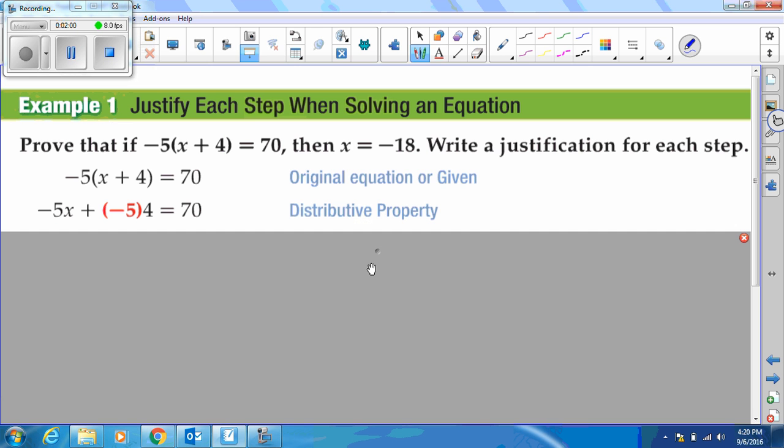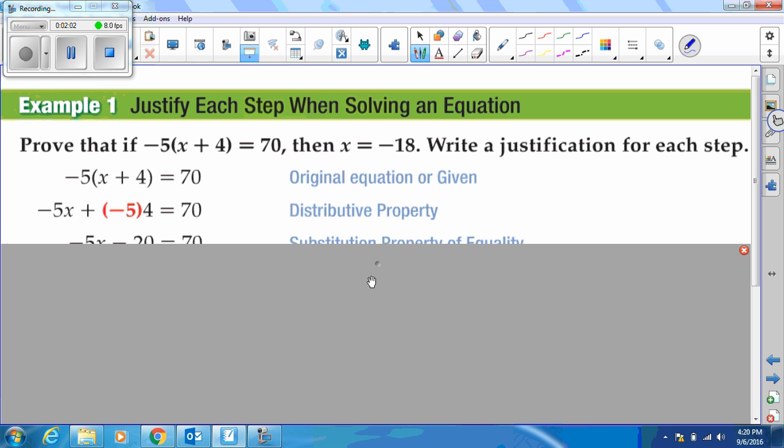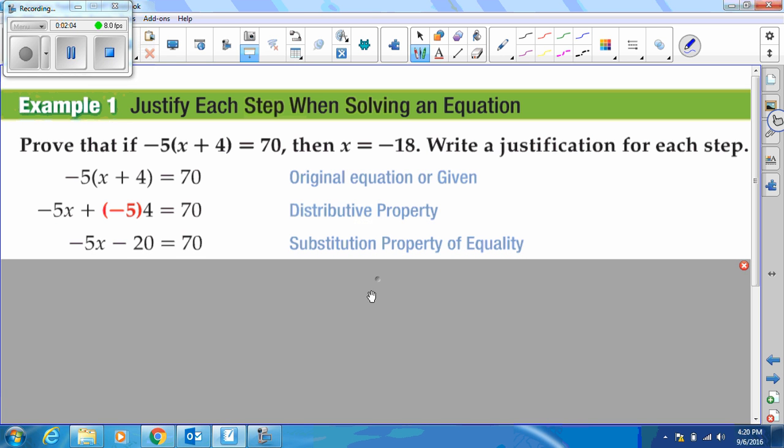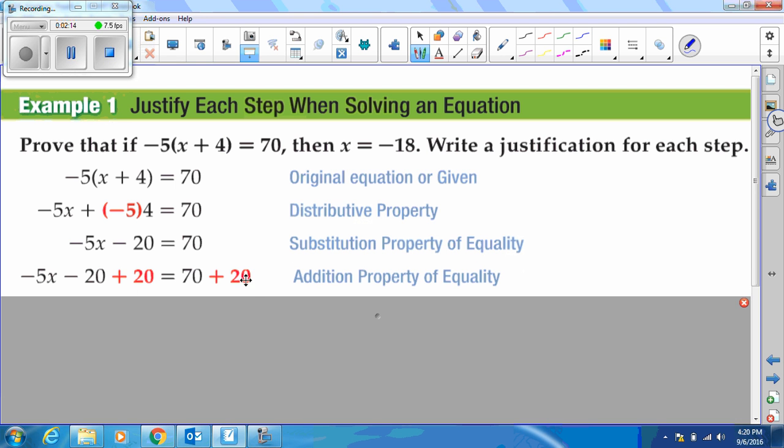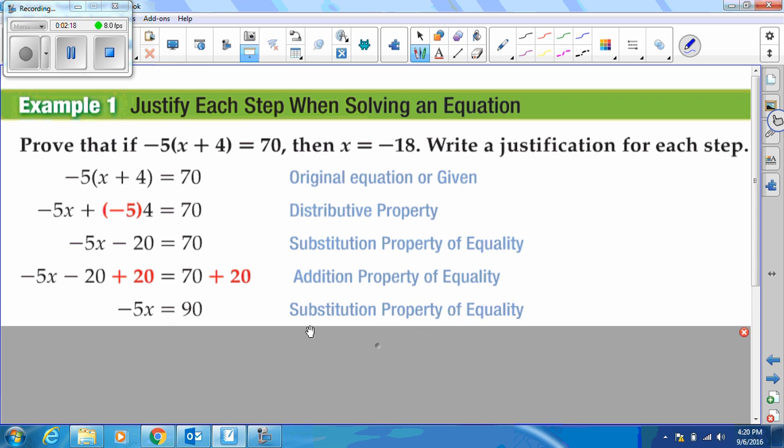So I would be multiplying by -5 through, which is distributive. That would be my reason. And I would probably skip this step right here. I would just probably write this as -5x minus 20 equals 70 and call that distributive property. That would be fine. Then we're going to add 20 to both sides to solve. That would be the addition property. And then -5x equals 90.